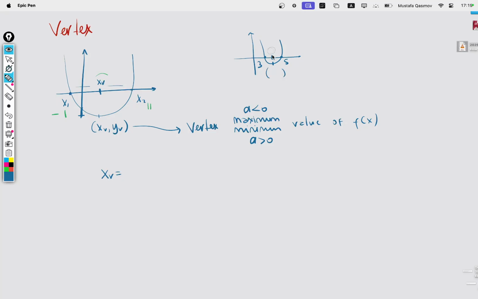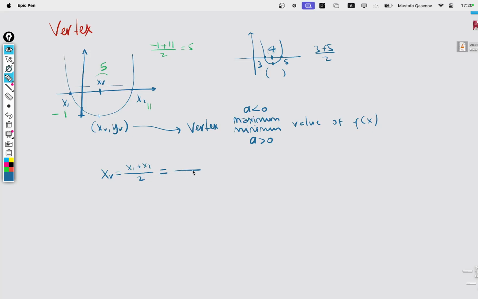3, 5. So what will be the value of that one? We have to do 3 plus 5 divided by 2. Yes, it is 4. How did you get 4? 3 plus 5 over 2, right? So for -1 and 11, it will be -1 plus 11 over 2, so 5. So what's the formula? x1 plus x2 divided by 2. Right, x1 plus x2 over 2. It is our first formula.